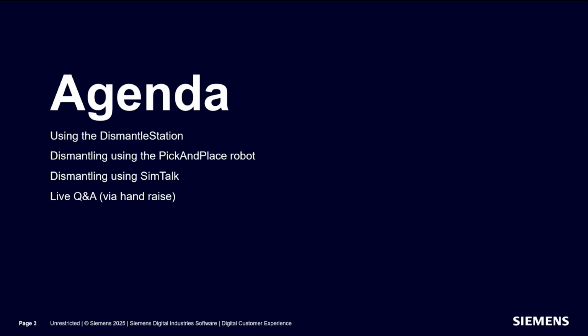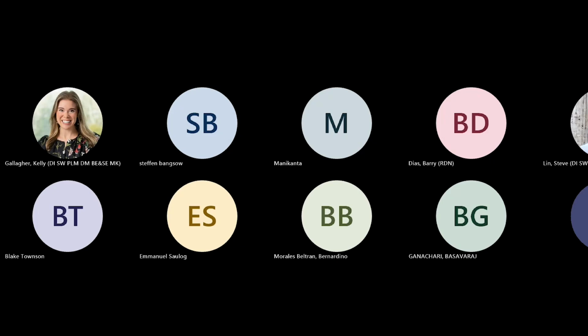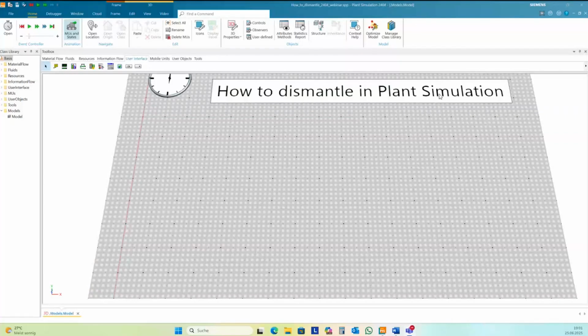Hello again to a new session. Today I will show you how to dismantle in plant simulation in different ways. But I start with a frequently asked question: how to model split up operations. For instance, you have one part and you have a saw and you split the part into several parts. And for such tasks, you can also use the DismantleStation.